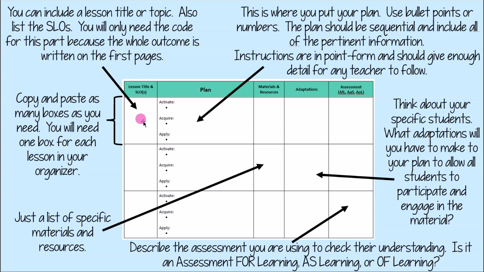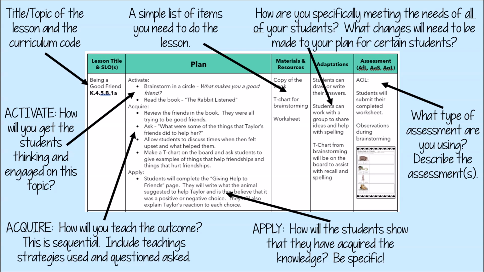Over here is the assessments. So, how are you assessing the outcome you listed over here? Simple as that. So, now let's look at some examples. Okay, so this is a health one. Being a good friend, this is the outcome. I can do it in short form because on my first pages, I have the whole thing. So if I forget, I can go back and read the whole outcome on page 1. So right here, I just need a title and a code.